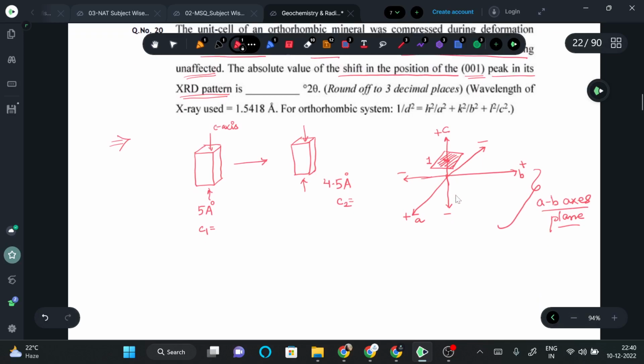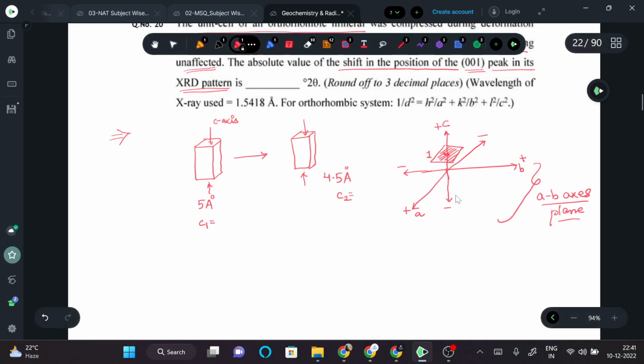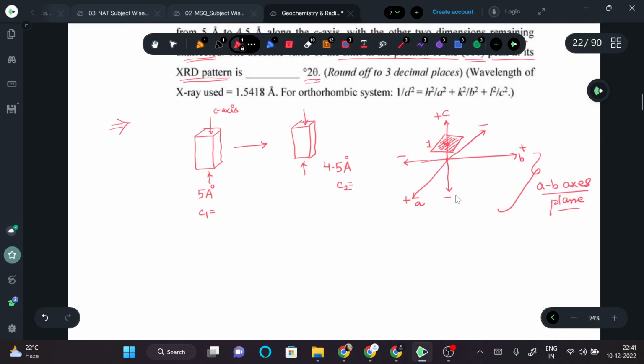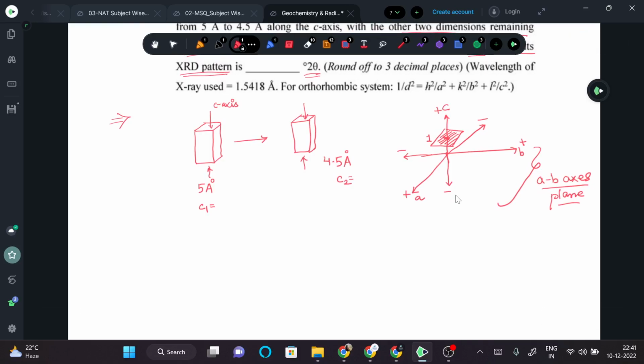So now let's see. This is the 001 phase. It is asking what will be the absolute value of shift in the position of this phase in the XRD pattern. And it is asking in degree 2 theta. So remember this 2 theta, otherwise you can get it wrong. And also the wavelength of X-ray used is given, lambda is given.